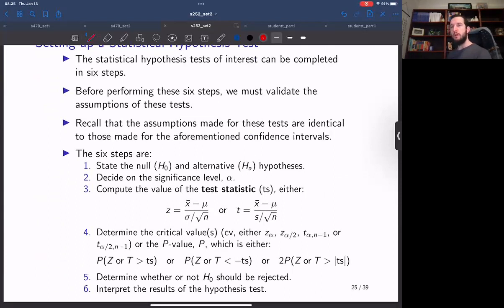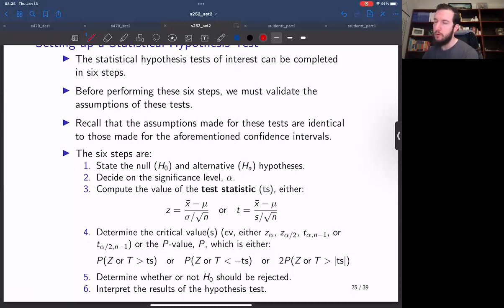Step three, we compute our test statistic. So you can see here that we're either going to be using a z-score or a t-value, depending on what information is given to us. So if we have the population standard deviation, we're going to use a z-score. If we do not, we're going to use a t-value. So that's the same rationale that we had for the confidence interval.